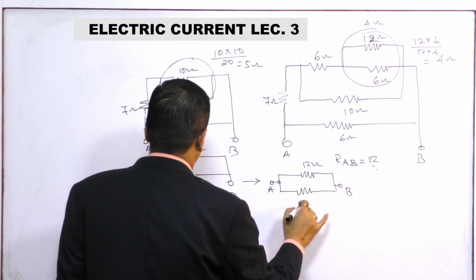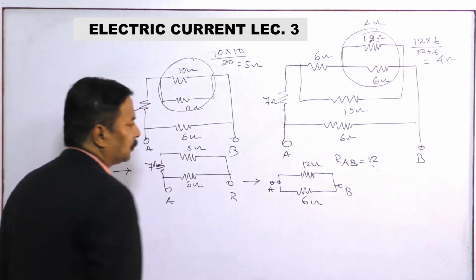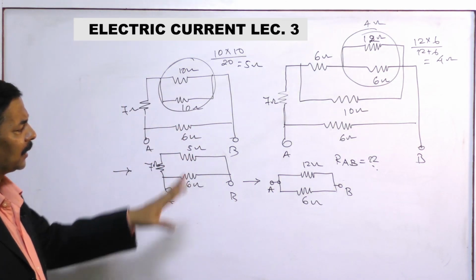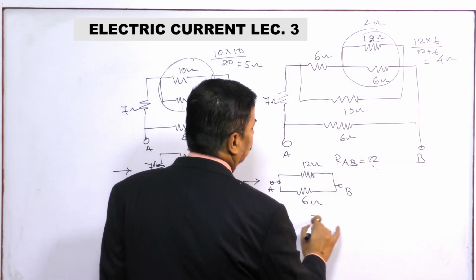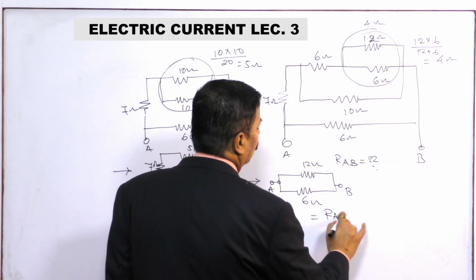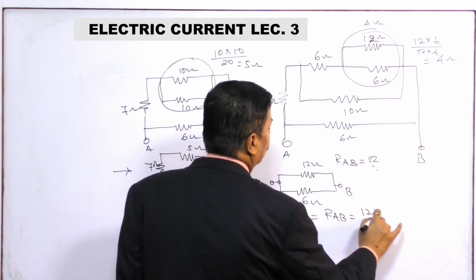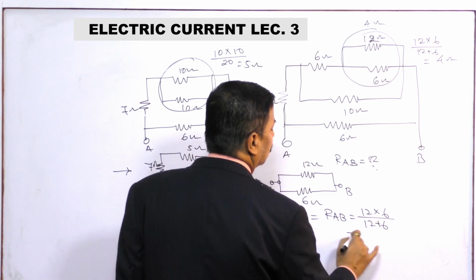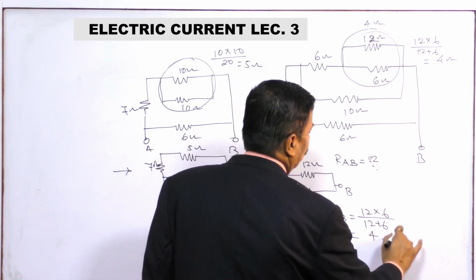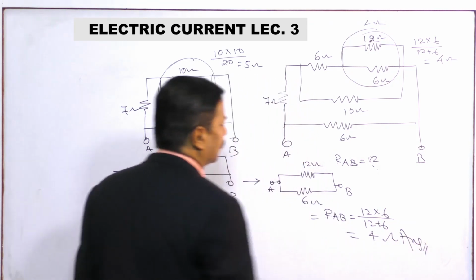So this will give you 12 ohm and 6 ohm. 12 ohm and 6 ohm are in parallel. So RAB, what are you getting? You are getting RAB is equal to 12 into 6, product by sum, 12 plus 6. So 4 ohm is our answer.